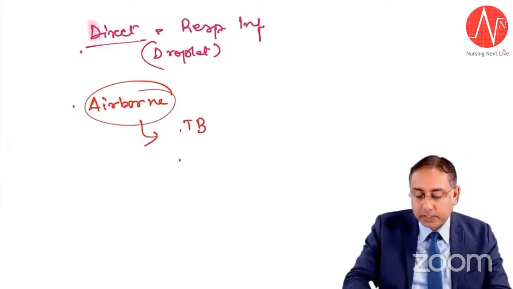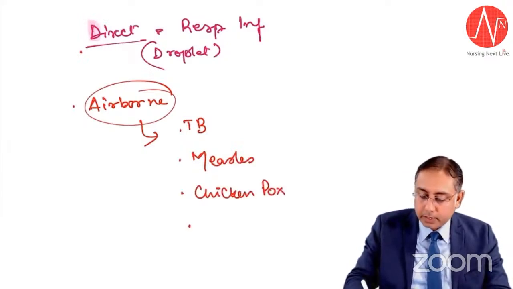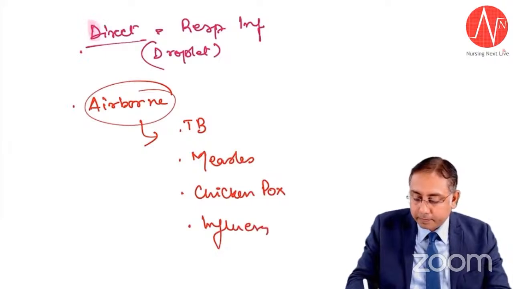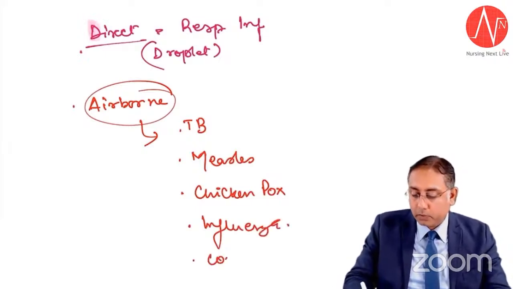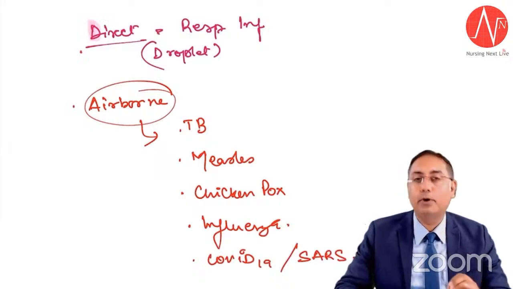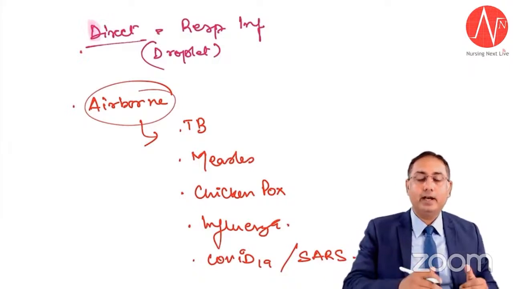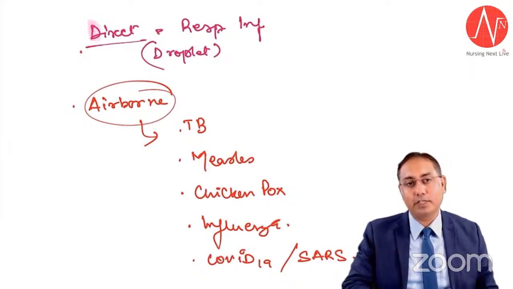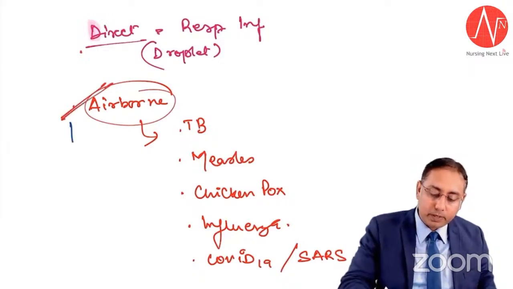For example, tuberculosis, measles, chickenpox, influenza, COVID-19 and SARS infections. These are the ones which have an airborne mode of transmission. They can spread over hundreds of meters, and they are classified under the indirect mode of transmission. And because they are airborne, you need special precautions.